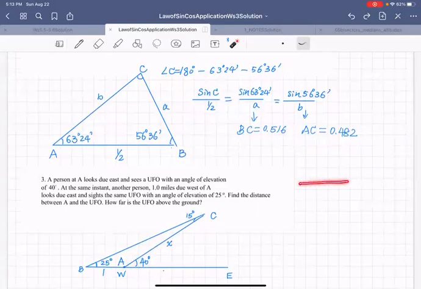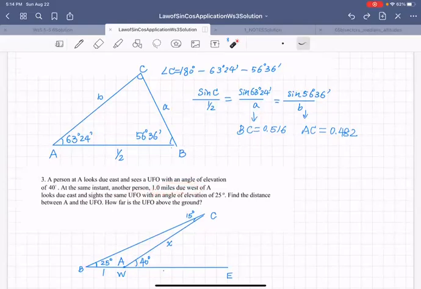If you take the airplane and your plane is descending, this angle is called the angle of depression, okay? This is called angle of depression. This is called the angle of elevation, okay? So this person looks at this, and the angle of elevation here is 40 degrees. At the same instant, which means at the same time, another person, 1 mile due west.